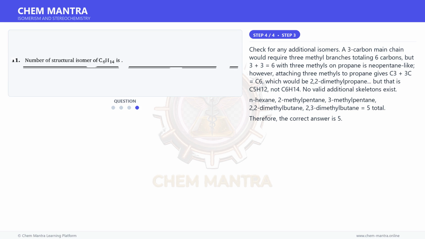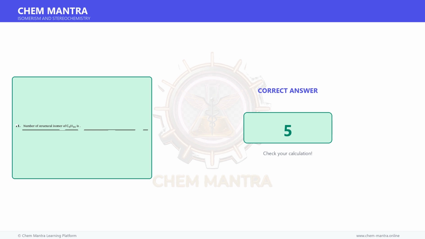n-hexane, 2-methylpentane, 3-methylpentane, 2,2-dimethylbutane, 2,3-dimethylbutane is equal to 5 total. Therefore, the correct answer is 5.